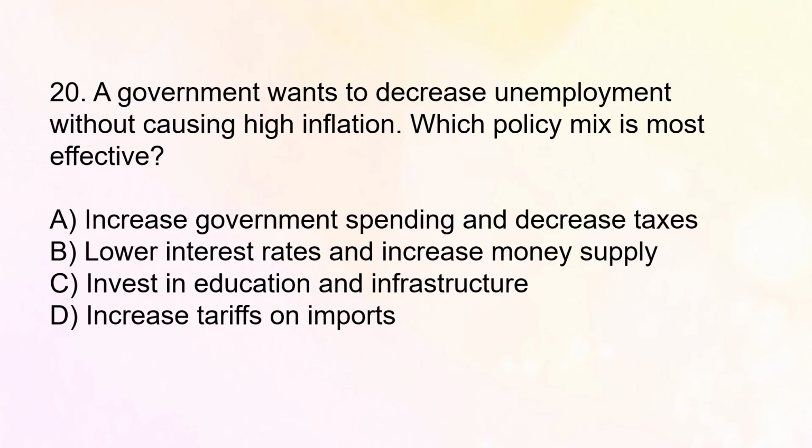Number 20, a government wants to decrease unemployment without causing high inflation. Which policy mix is most effective? Letter A, increase government spending and decrease taxes. Letter B, lower interest rates and increase money supply. Letter C, invest in education and infrastructure. Or letter D, increase tariffs on imports.